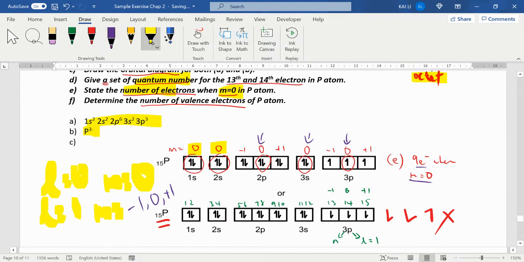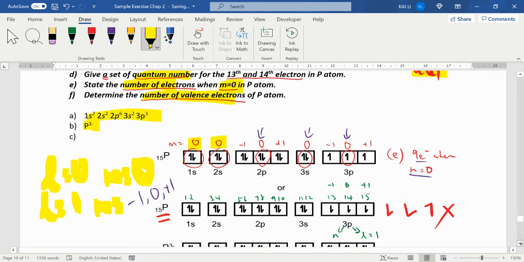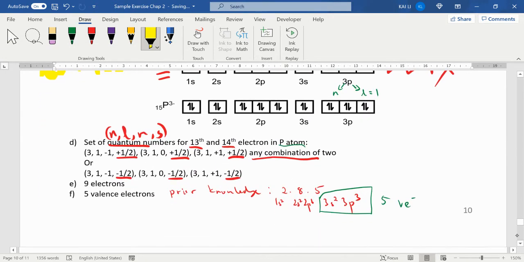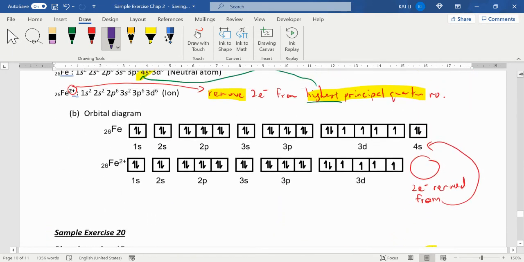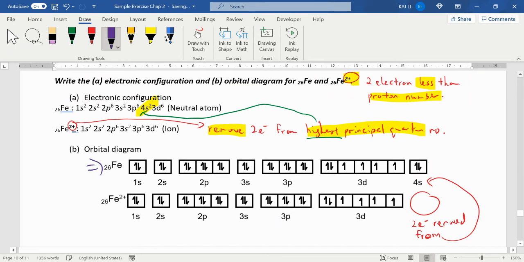Okay, last one is valence electron. For valence electron, we look for the outermost. So prior knowledge 2.8.5, 5 will be the valence electrons. Now we use SPDF, so 3s2, 3p3, because 3 is the highest principal quantum number. Just want to highlight one thing here. If we are looking at a D block element, it means that the valence electrons are 3d and 4s. Remember 3d and 4s.